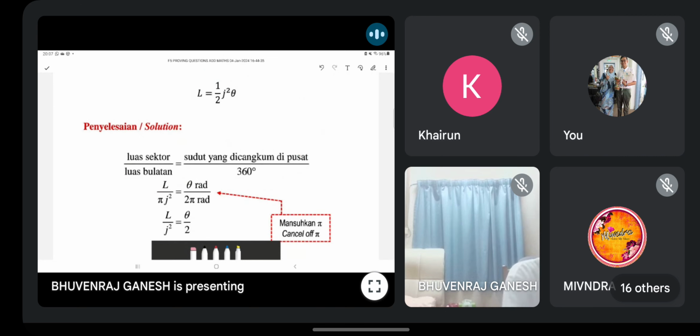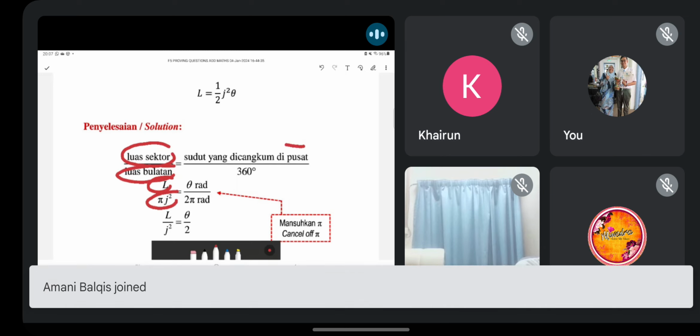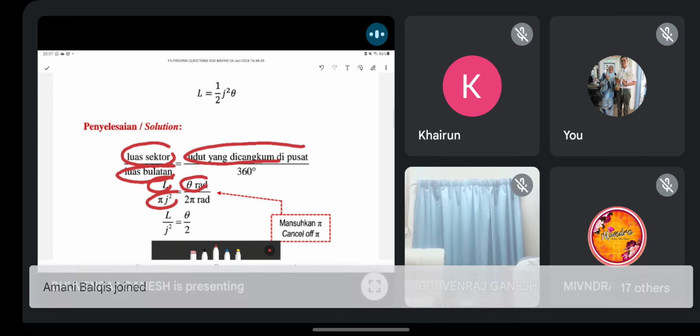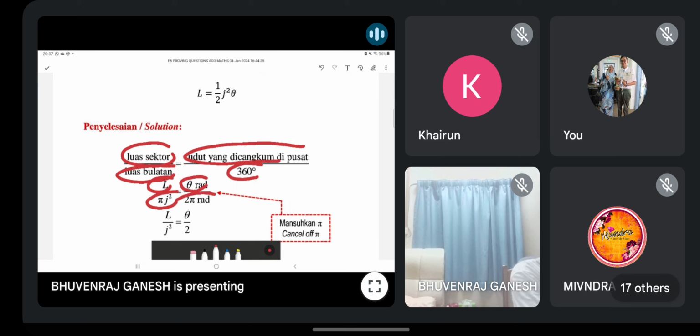Area of sector we can give the symbol L. Area of circle we use pi r squared. Angle we use theta. 360, remember always convert to radian, which is 2 pi, because the theta here must always be in radian mode, not degree. So you can see here that pi and pi you can cancel, so you will get this.